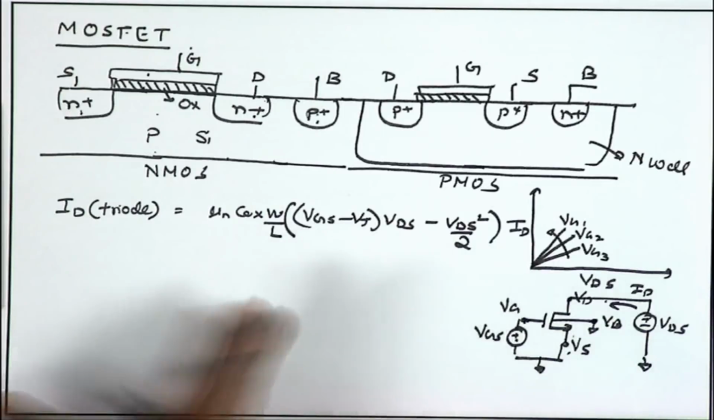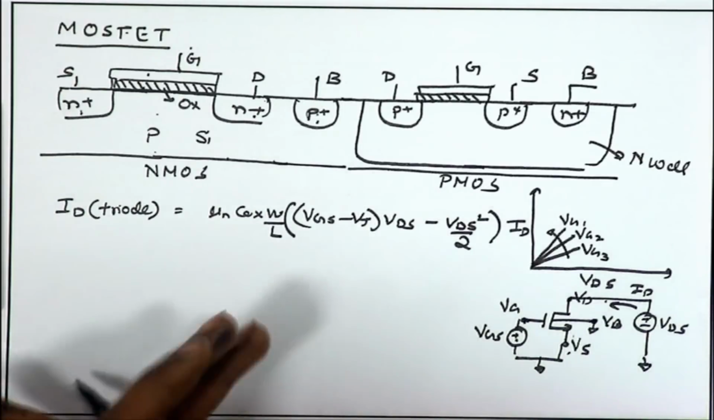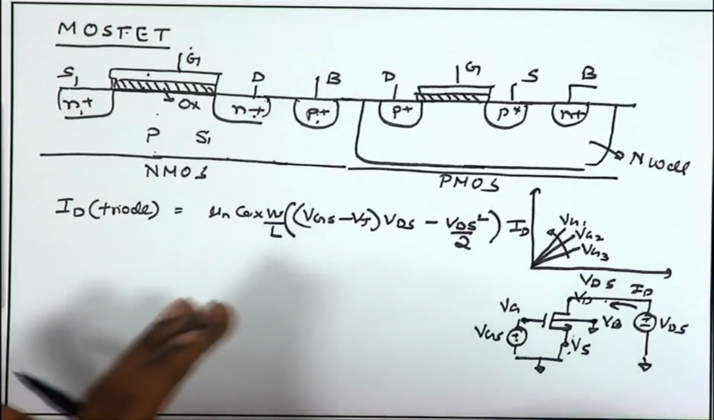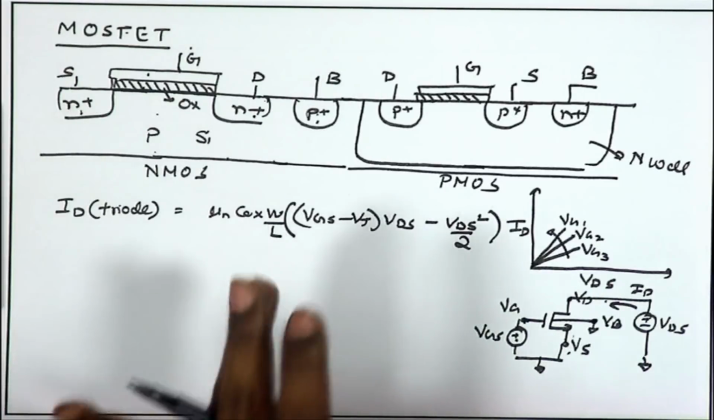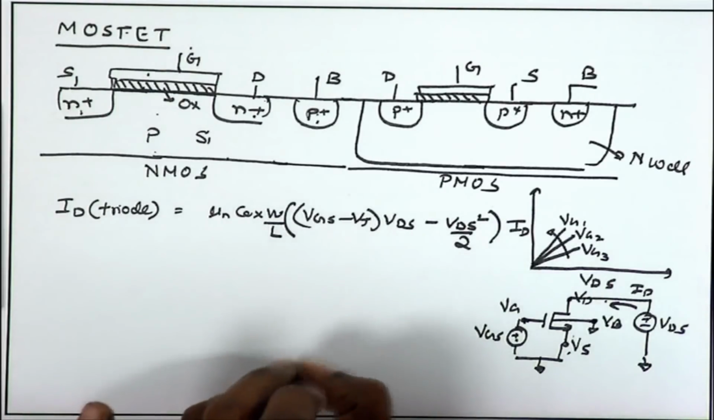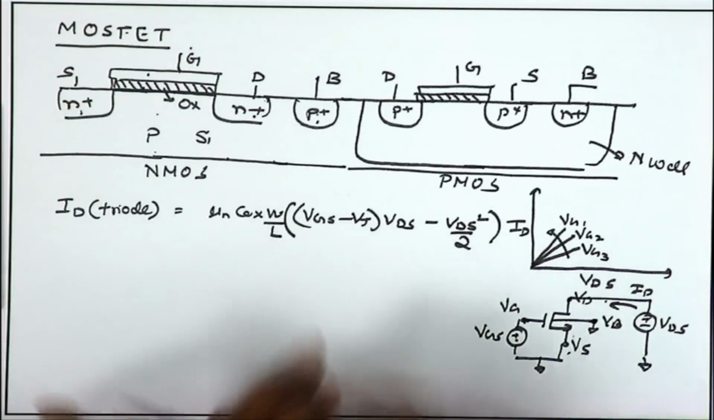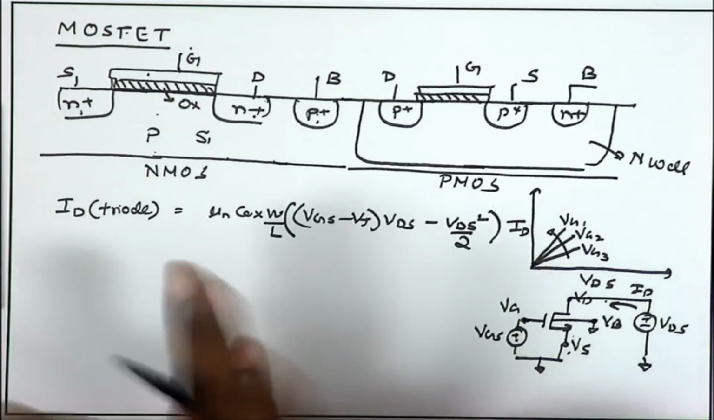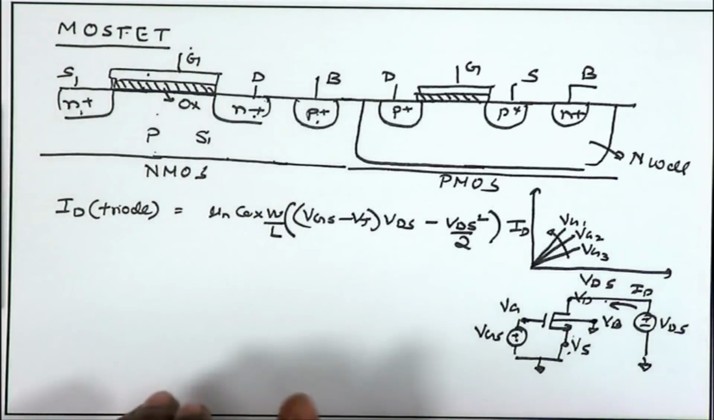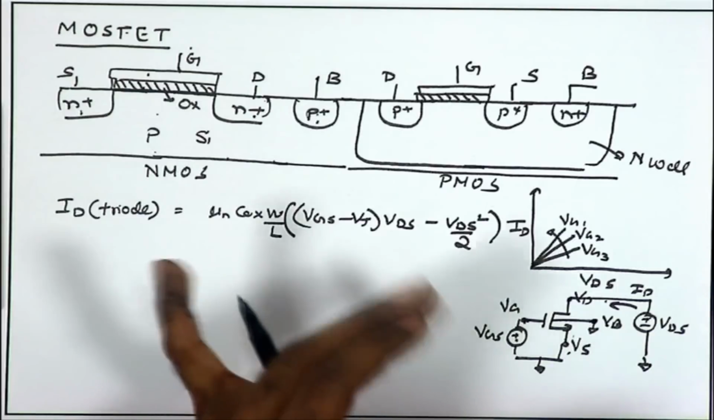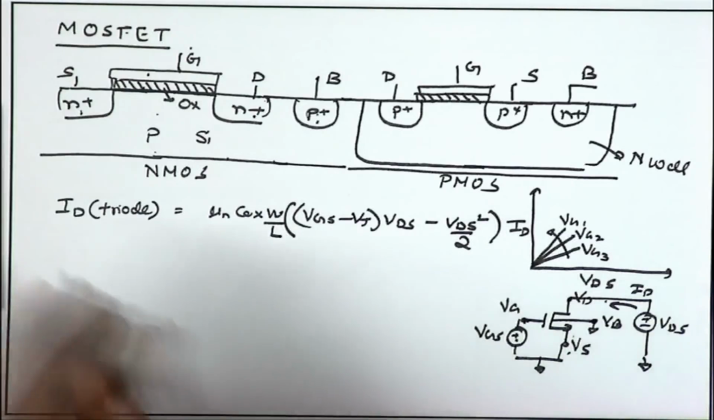And we will see why this operation is not commonly used for amplification purposes. For building analog circuits, we need saturation region operation. So, we will see how to use saturation region operation, why it is necessary, and how to employ that in building our circuits. So, what is the fundamental reason why we are going for saturation region operation?